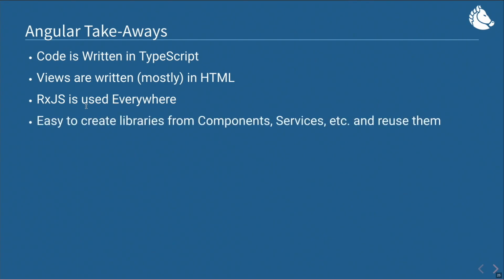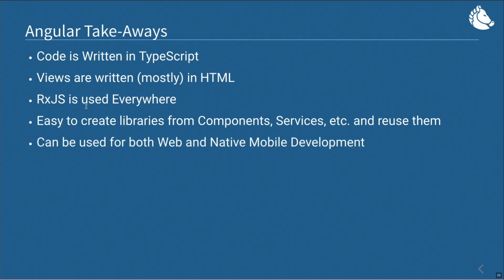It's really easy to create libraries from components, services, even large components. A client I'm working for now has a reusable set of largish components, ones that you would actually route to, like a reporting interface and a scheduling interface and things like that. And we package those up, put them in our local NPM repository, and use those across all of our applications. It can be used for both web and native development.